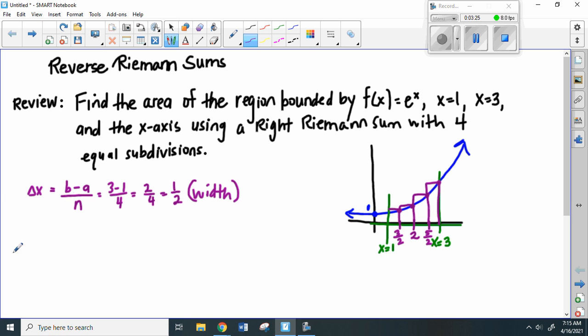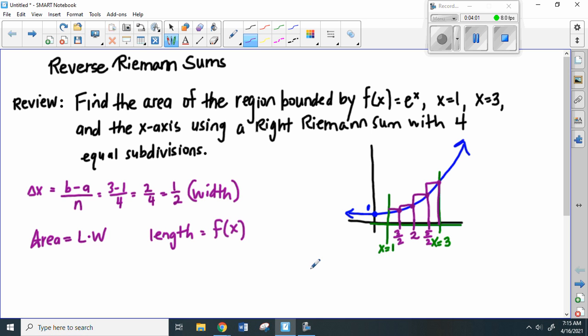And then remember, we're doing the area of a rectangle, which is length times width. Area equals length times width, where the length is literally the function evaluated at each value of x that I need to use. So the right side of each rectangle, it's the function evaluated at that right side of the rectangle.